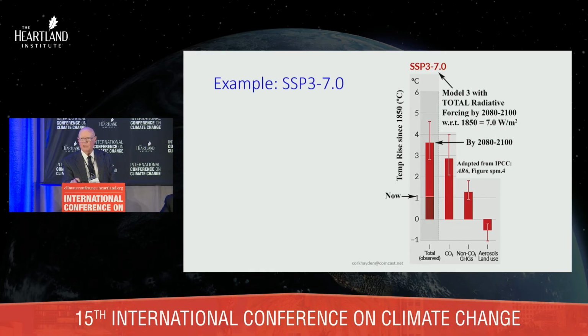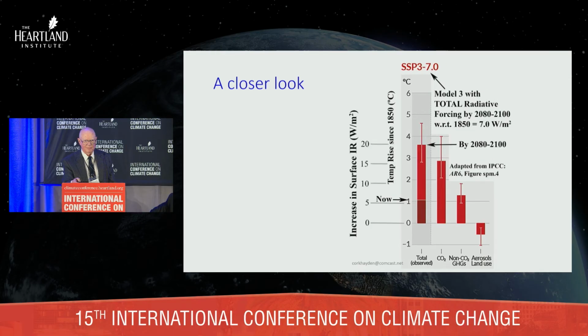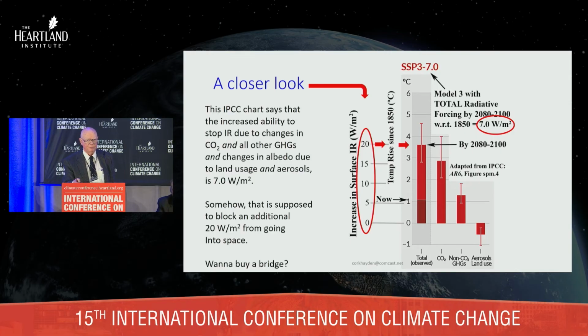Now, I'm going to add a scale. This scale right here that I added is the increase in the surface radiation in watts per square meter. So we have 7 watts per square meter supposedly able to block 20 watts per square meter increased radiation from the surface. Okay, somehow that's supposed to block an additional 20 watts from going into space. Want to buy a bridge?